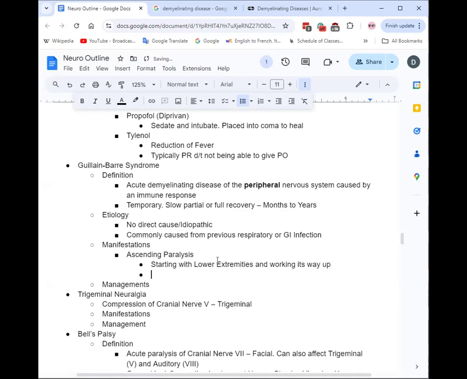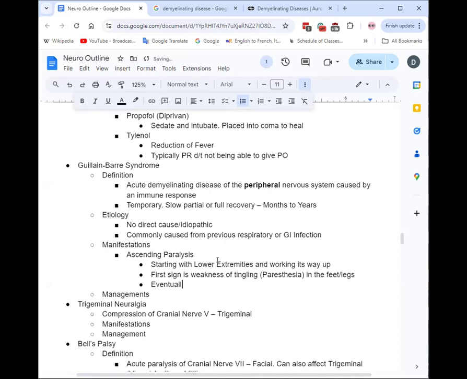Someone mentioned the paresthesia. So the first sign is weakness or tingling. The tingling is called the paresthesia in legs or feet. Awesome. And yeah, so it's working its way up. Eventually it's going to start affecting the respiratory muscles. So that is your big thing that you want to think about: it eventually affects the respiratory muscles.